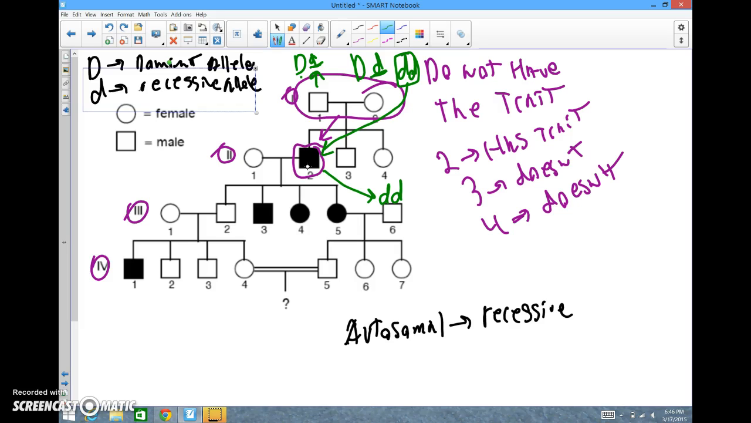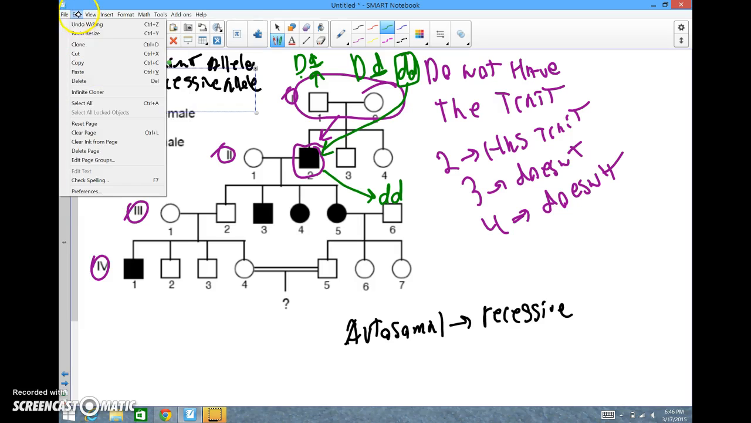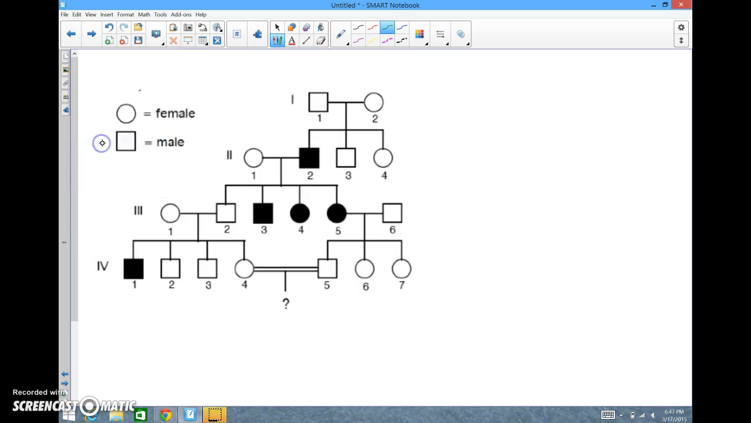Now another thing to consider, I'm just going to very quickly clear the ink again, is how do you figure out what an individual's genotype is? Now keep in mind, you can't figure out everybody's genotype. But there are times when you can use a pedigree to figure out someone's genotype. So for instance, what if I asked you to figure out person 1, generation 2's genotype? Well, that female right there has to be big D, if I stick with that letter, and I don't know what her other allele is.